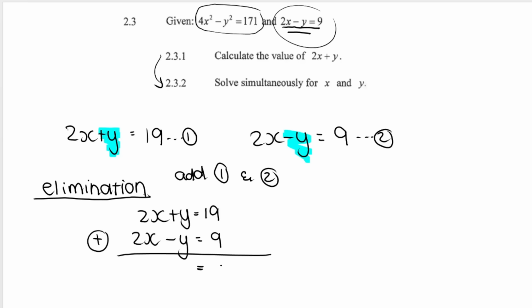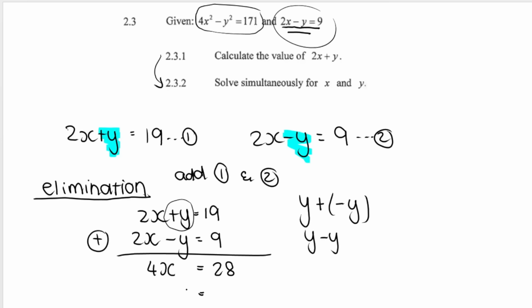Make sure the equal signs are lined up. What is 19 plus 9? It is 28. What is 2x plus 2x? It is 4x. And what is y plus minus y? That's basically y minus y, which is 0 y's. So all I have left is x. 4x is equal to 28. So x is equal to 28 divided by 4. So x is 7. Right, we found one of our variables, x.